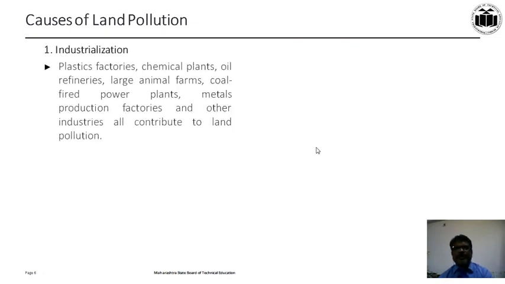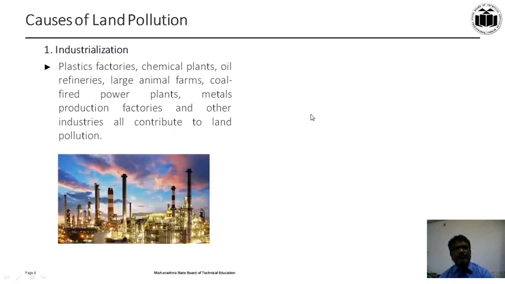The causes of land pollution, first cause is industrialization. So various industries such as plastic factories, chemical plants, oil refineries, large animal farms, coal-fired power plants, metal production factories and other industries all contribute to land pollution.